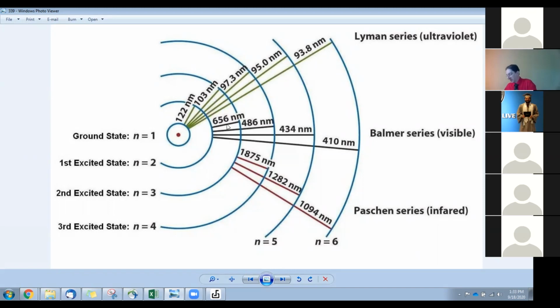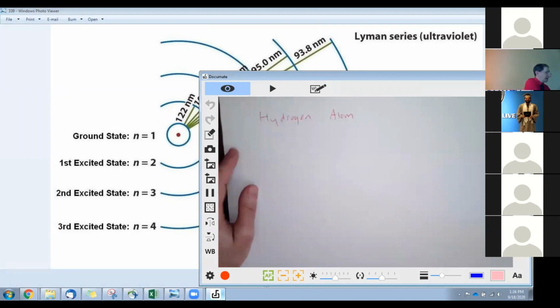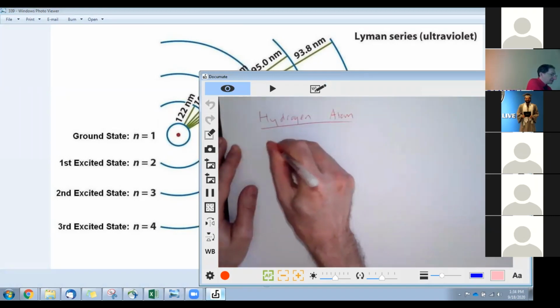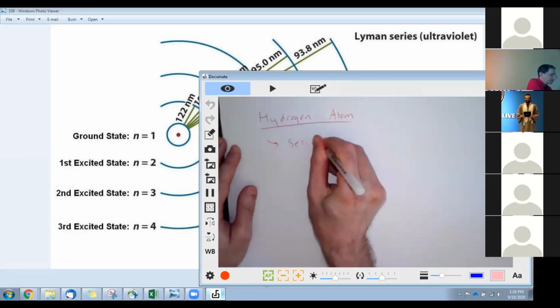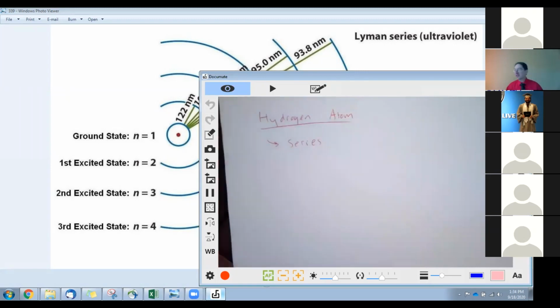So let's get a fresh page here. And in particular, we're focusing in on hydrogen now. We've been kind of gravitating that way in our figures, but let's just start with hydrogen because it's the simplest atom. 1 proton, 1 electron. Sorry, DocCam, hydrogen atom. And we're going to introduce the idea of series and the different conditions under which you see different series.